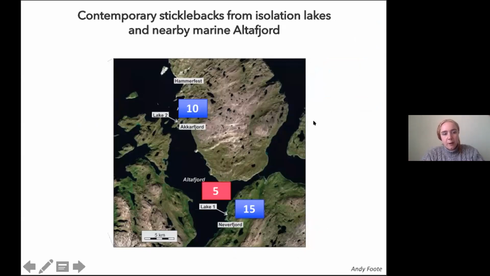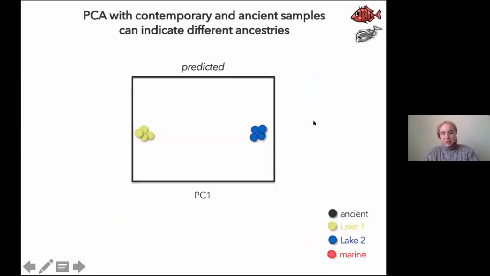So when we now perform a principal component analysis with these samples, we would expect that Lake 1 and Lake 2 are separated on PC1 because they have been isolated populations. They have probably undergone some genetic drift, so they should separate on PC1. Then we expect the marine population to place somehow intermediate between the lake populations.